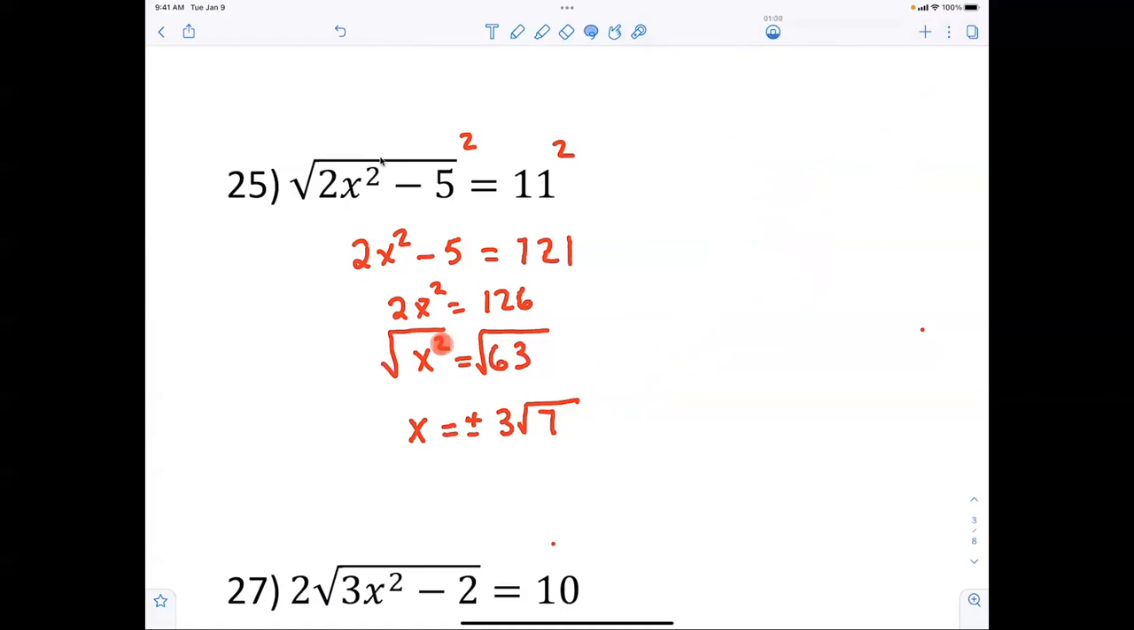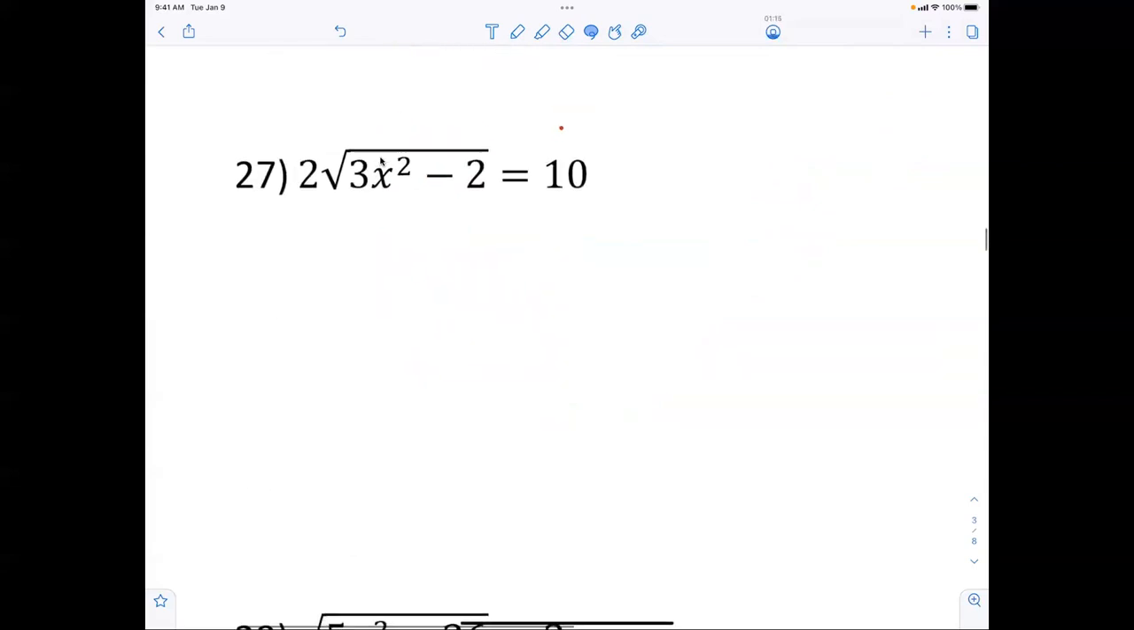Okay, it was an explanation of why we're doing plus or minus. Quadratics have 2 solutions. All right, so here we go. What do I have to do first here? Divide by 2, thank you. So now I have the square root of 3x squared minus 2 equals what? 5.